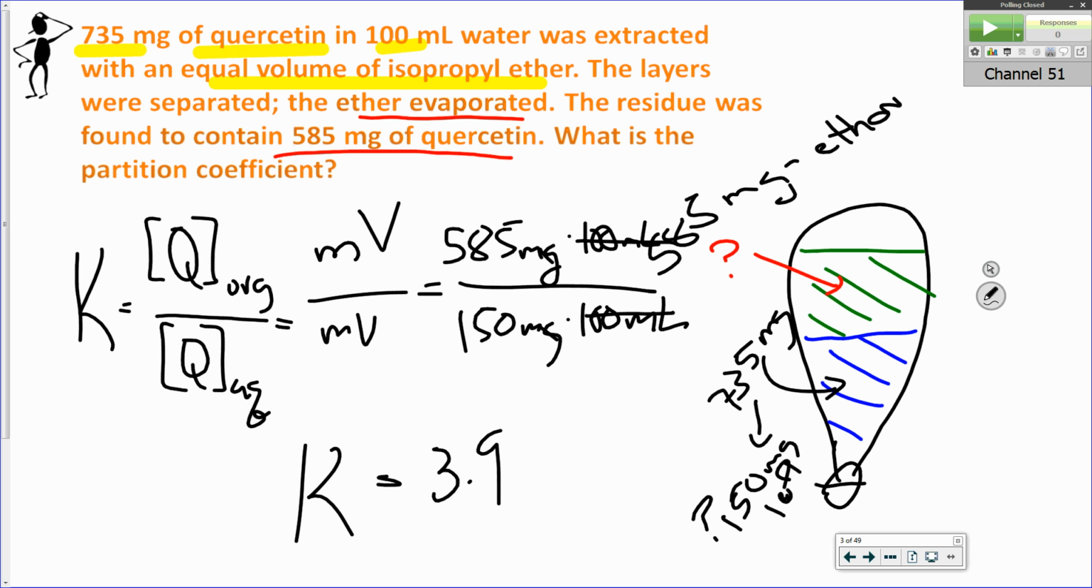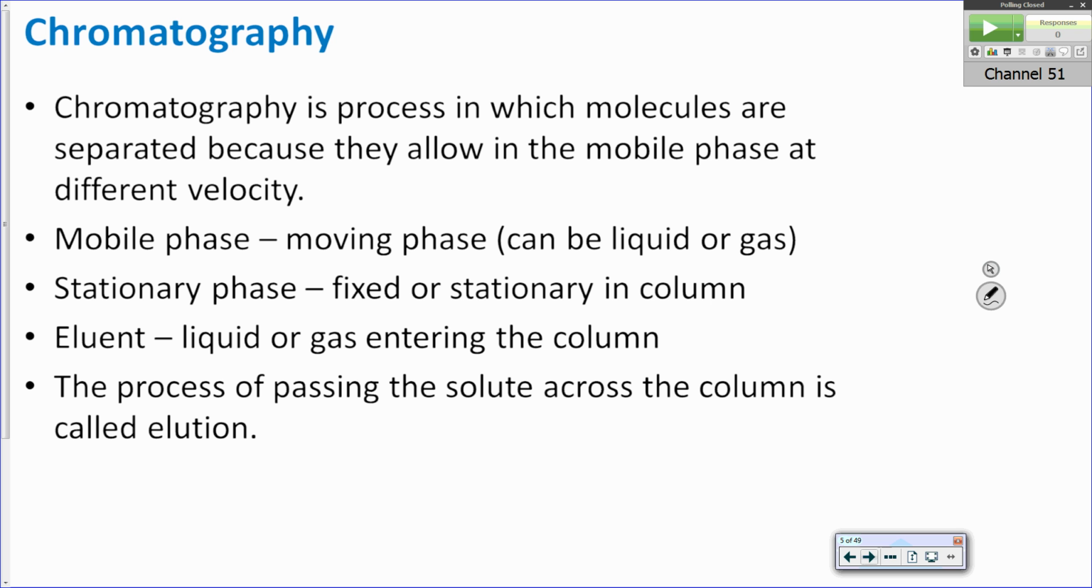So sometimes they're going to ask you to find K. Sometimes they're going to ask you to find the milligrams. There are some more examples of these problems in the exercises in the back of the book.